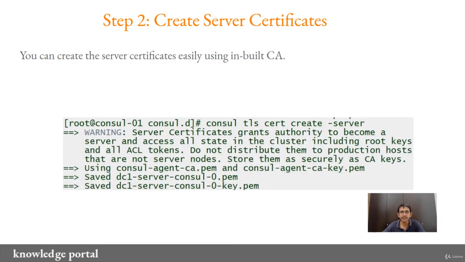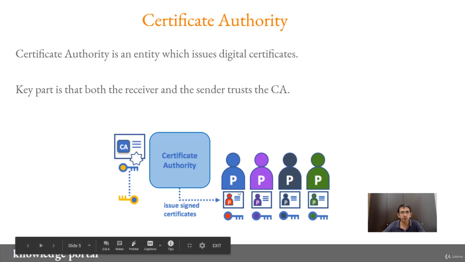Now once the CA certificate and the CA key are created, step 2 is to create the server certificate. To create a server certificate, the command is simple: consul tls cert create -server. This will create the server certificate and the server key. If you look into the diagram, you have a server certificate here and a server key, issued by the certificate authority that we created in step 1.